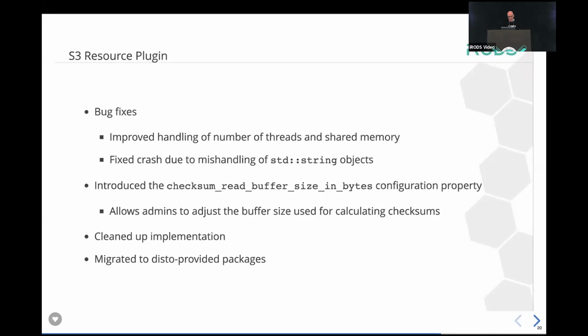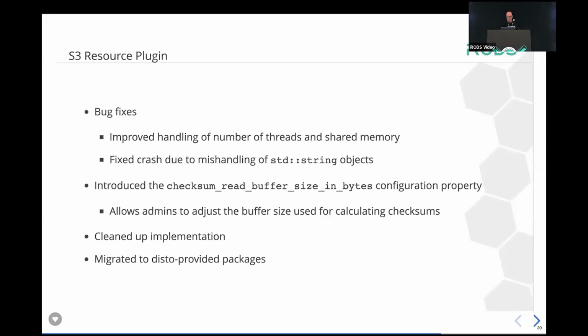Okay, on the S3 resource plugin, we had a few bug fixes. One was improved handling of the number of threads and handling of shared memory. We fixed the crash due to mishandling of standard string objects, which were being zeroed out. The memory was being zeroed out for the standard string, and sometimes it would cause crashes, sometimes not. Mainly in iRODS 5 we had a problem, but we made sure that was fixed in 4 as well.